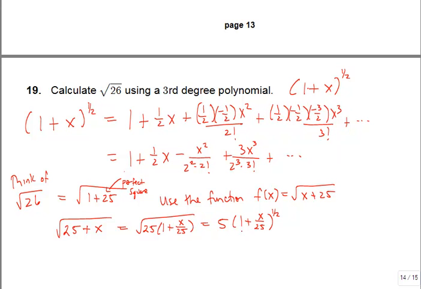If we can come up with a power series for this using this formula up here, then if we plug in x equals 1, that will give me the square root of 1 plus 25, which is the square root of 26. So the power series will give me an approximation to the value of the square root of 26.